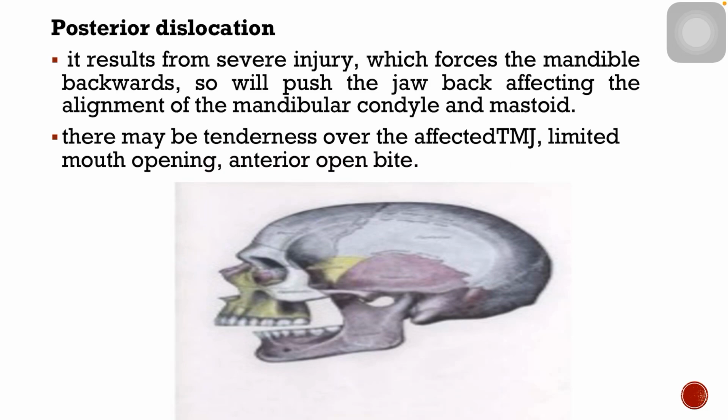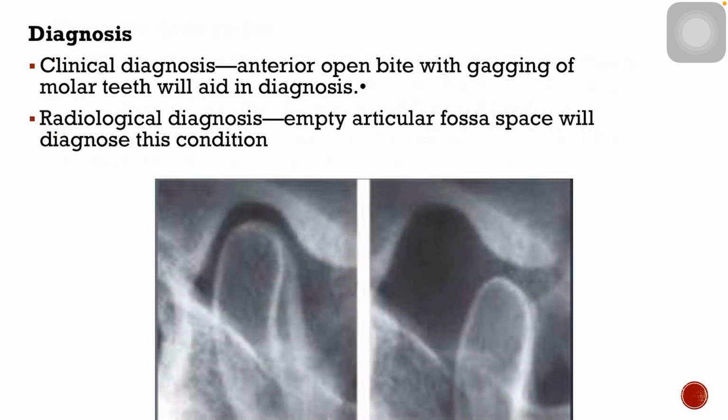Posterior dislocation: it results from severe injury, which forces the mandible backward, so it will push the jaw back, affecting the alignment of the mandibular, condylar, and mastoid process. There may be tenderness over the affected TMJ, limited mouth opening, and posterior open bite.